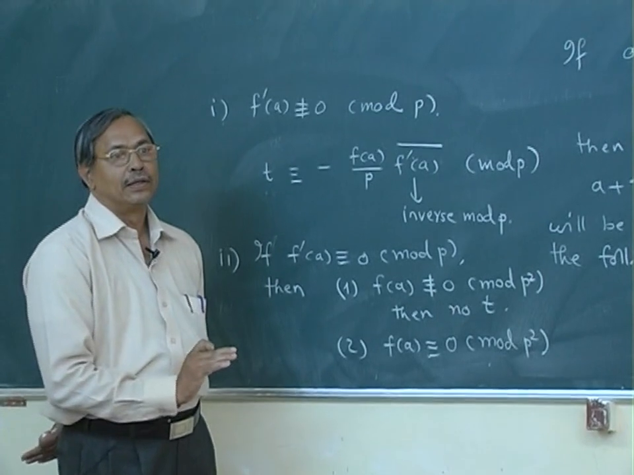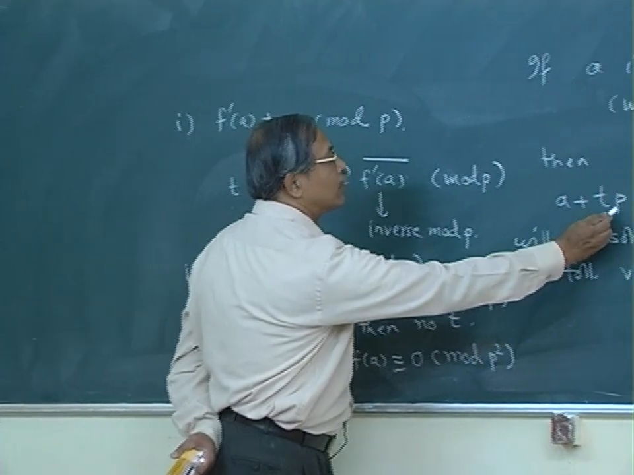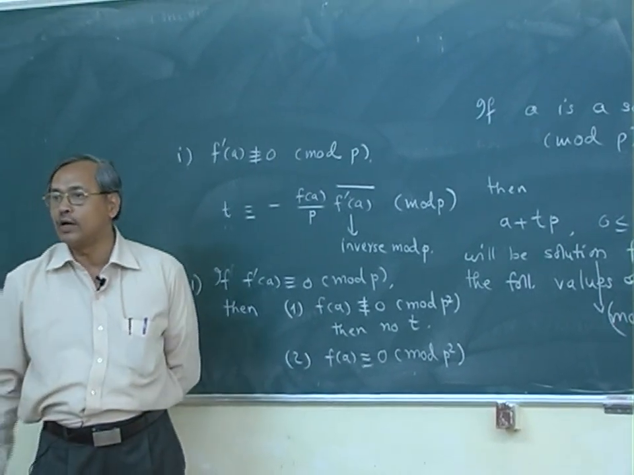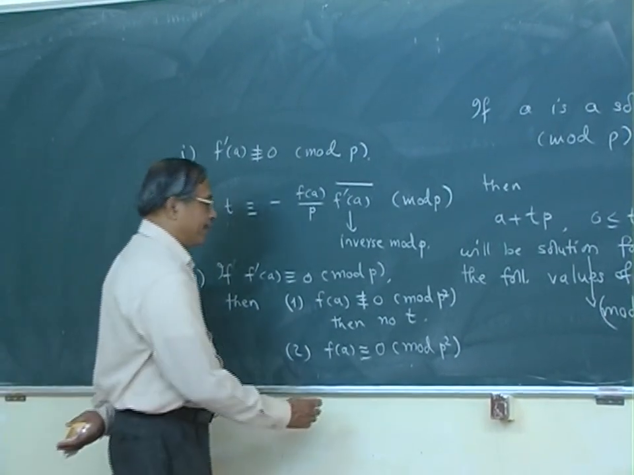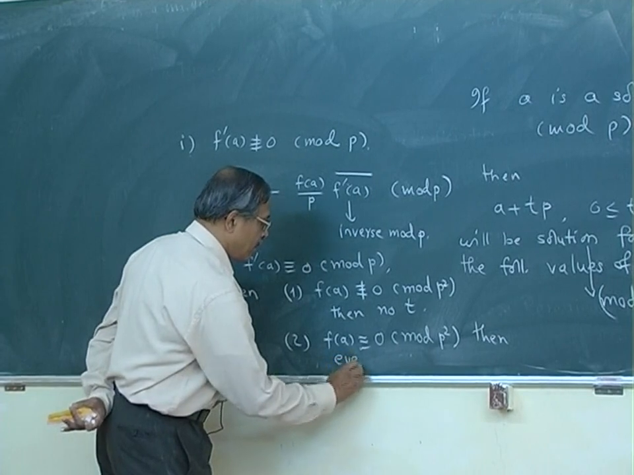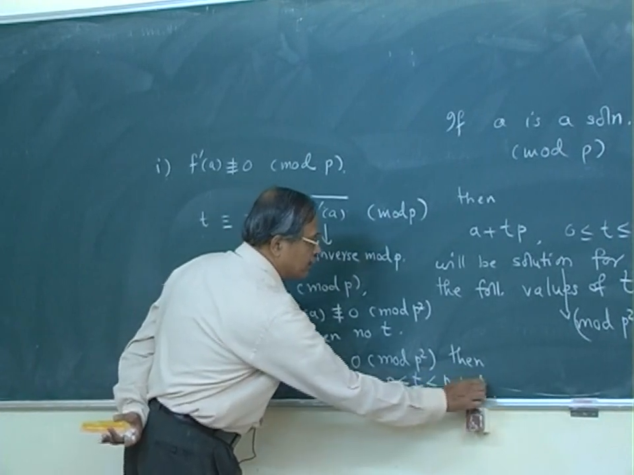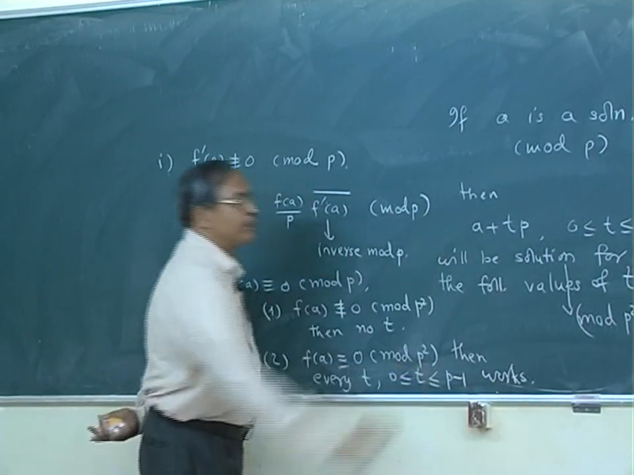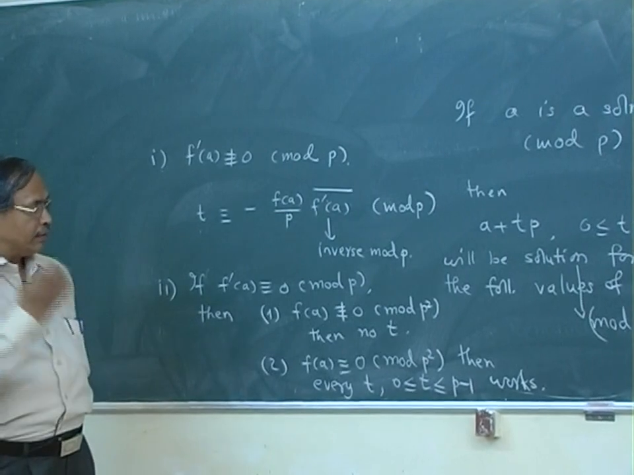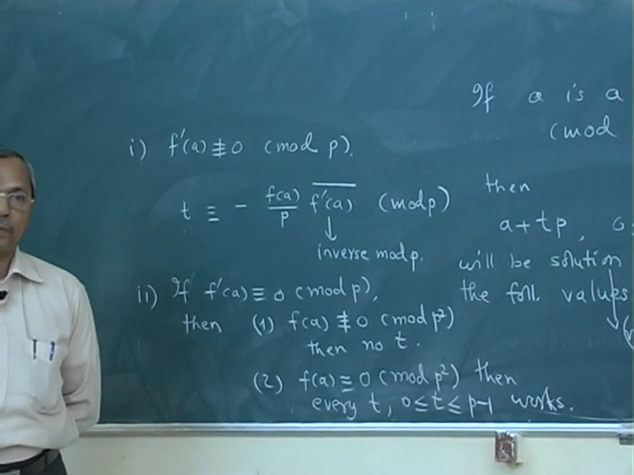If that happens, then see, t equal to 0 is working. a plus 0 times p is the solution mod p square. But not only t equal to 0, every value of t will give rise to a solution mod p square. So then every t, 0 less than or equal to t less than or equal to p minus 1 works. So this is a method of getting solutions mod p square from solutions mod p.